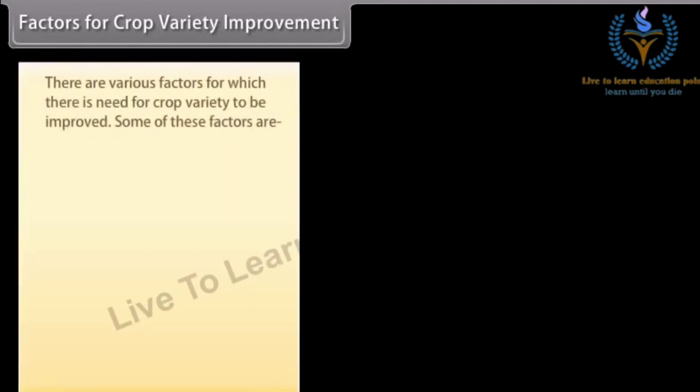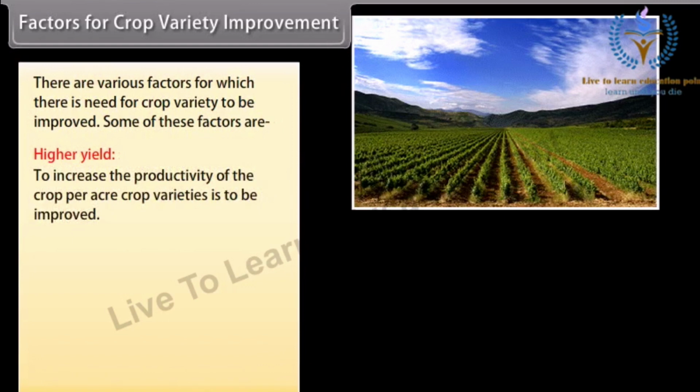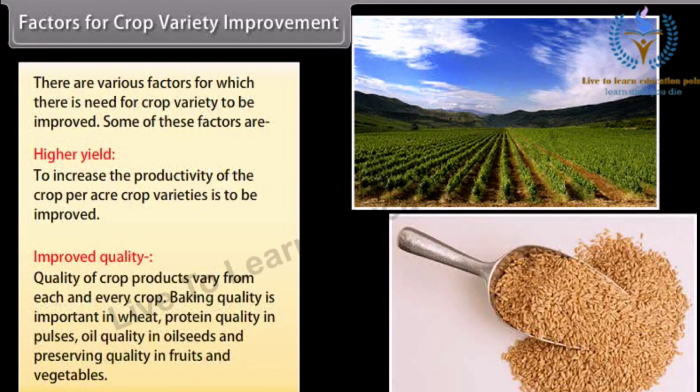Factors for crop variety improvement. There are various factors for which there is need for crop variety to be improved. Some of these factors are higher yield. To increase the productivity of the crop per acre, crop varieties are to be improved. Improved quality. Quality of crop products varies from crop to crop. Baking quality is important in wheat, protein quality in pulses, oil quality in oilseeds, and preserving quality in fruits and vegetables.